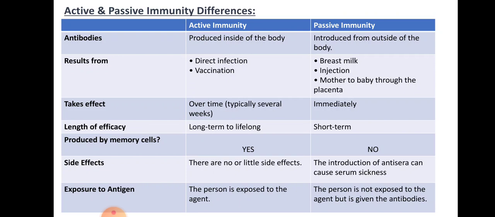Coming to the last heading here, the exposure to antigen. The person is exposed to the agent or the antigen here. In case of passive immunity, the person is not exposed to the agent but is given the antibodies. So again, it is a very important question for the examinations.